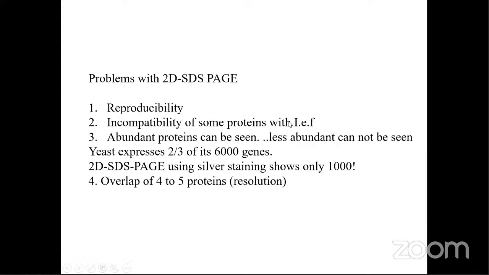Incompatibility of some proteins with the isoelectric focusing. So the first dimension where we use isoelectric focusing, abundant proteins can be seen. That means proteins which are found more can be seen. Less abundant cannot be seen. That's a big problem. So if you take yeast, 2/3 of its 6,000 genes, proteins related to that can be seen. So about 30% of proteins cannot be seen. And if you use silver staining, maybe you will be able to see only 1,000 proteins. Sometimes proteins overlap, 4 to 5 proteins resolution. That's the best we may get. We will not be able to get one single protein as a spot in the 2D gel. So these are the problems with the 2D SDS page.